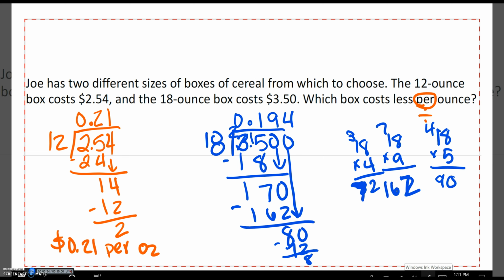So that is not going to round to 20 cents because this 4 is less than 5. So that's going to round to just 19 cents. So that'll be 19 cents per ounce. Okay, so now which one is cheaper? The 18-ounce box costs less. So the answer is the 18-ounce box.